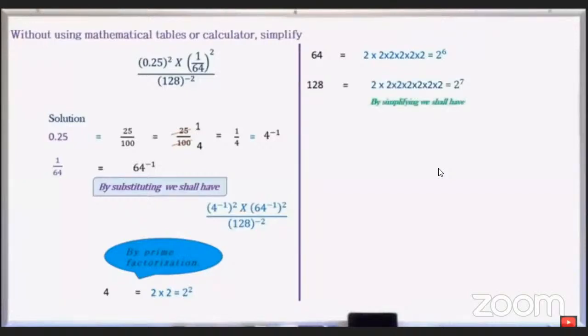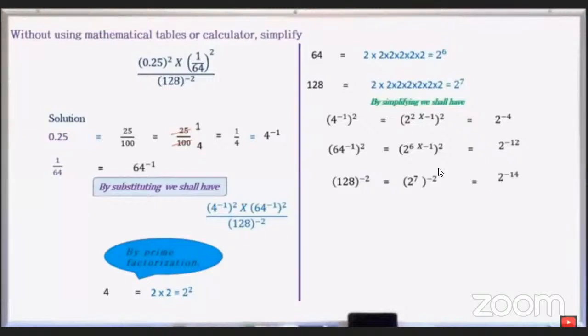So by simplifying, we now have 4 to the power negative 1, and then another power 2 outside. Now, 4 is 2 to the power 2. We multiply by negative 1, and then also multiply with the outside power, so we end up with 2 to the power negative 4 when we multiply everything in the powers. Also 64 to the power negative 1, and another outside power is 2. We have 2 to the power 6 times negative 1, and then the outside power, which is 2. We multiply 6 times negative 1, you get negative 6, times 2, you get negative 12. So we end up with 2 to the power negative 12. Also, let's see 128 to the power negative 2. We represent it by 128 is 2 to the power 7 times the outside power, that is negative 2.